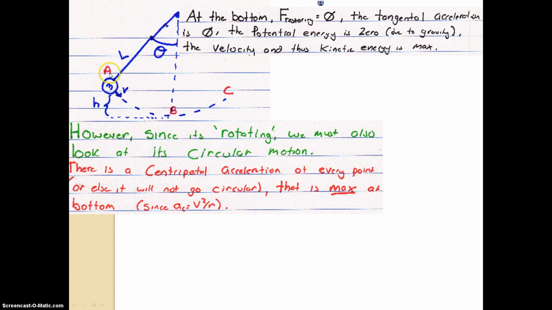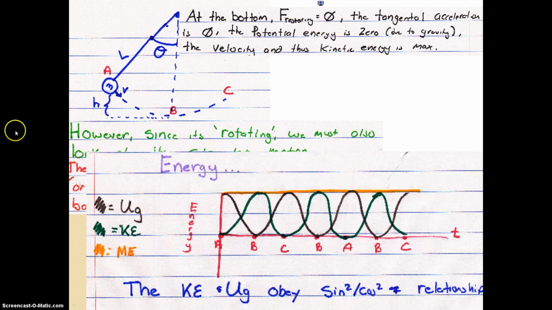And although the tangential or linear acceleration is a max at A and a minimum at B, the centripetal acceleration is a maximum at B and a minimum at A. Since centripetal acceleration is v squared over r, and velocity is the biggest at point B, and the radius is always the same. In fact, the radius is the length. We can say that at point B, where it's going the fastest, it's going to have the most centripetal acceleration.